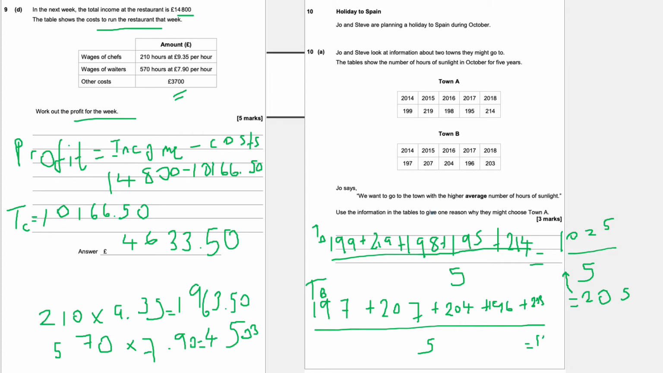1,007. Okay, 1,007 divided by 5. Well, I can see straight away before I even get my answer, the answer is going to be smaller, because it's the same denominator, but the numerator is smaller here. So dividing it by 5, I get 201.4, which is smaller than the average for Town A. So that indicates why Joe might want to go to Town A instead of Town B.